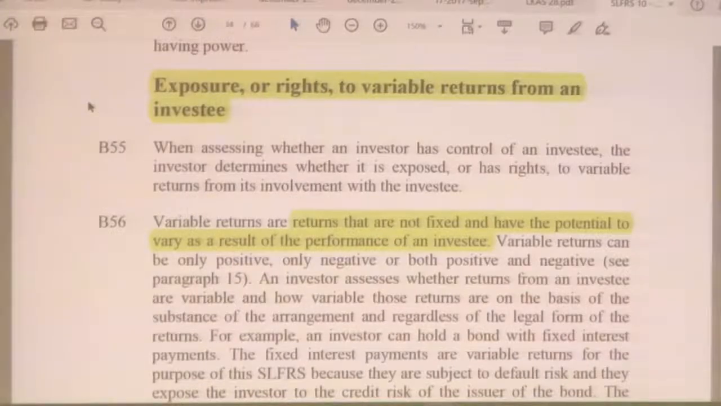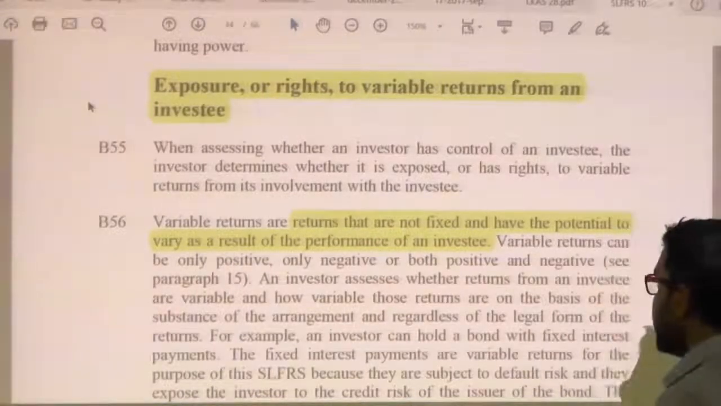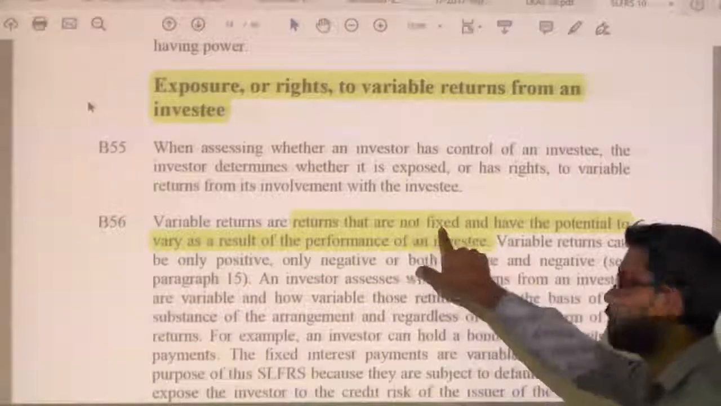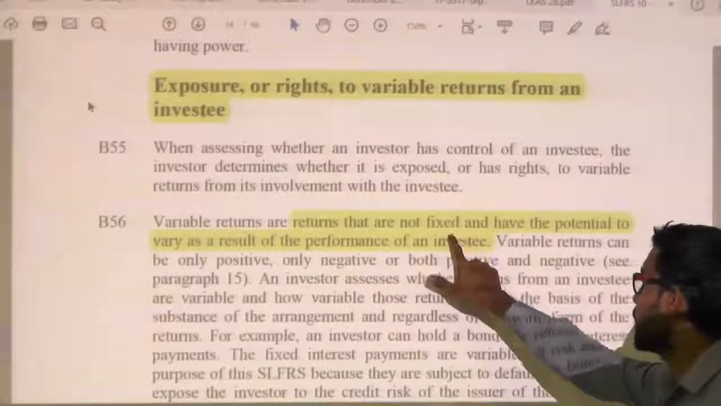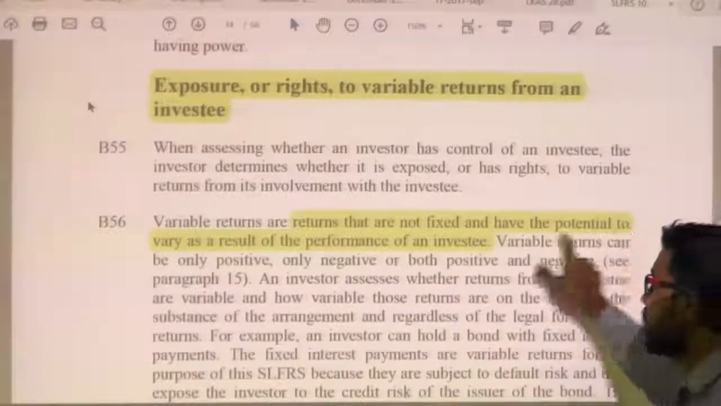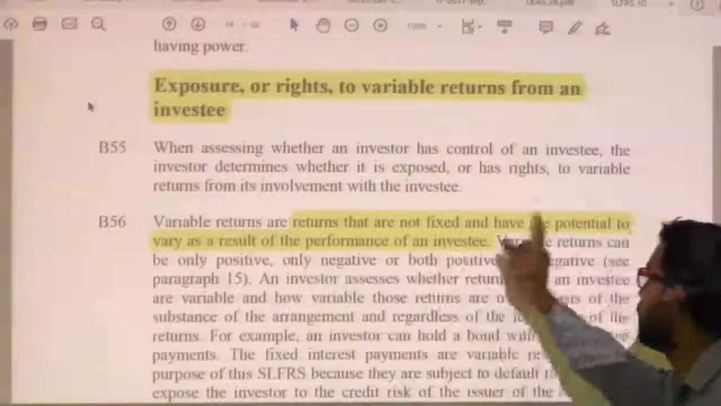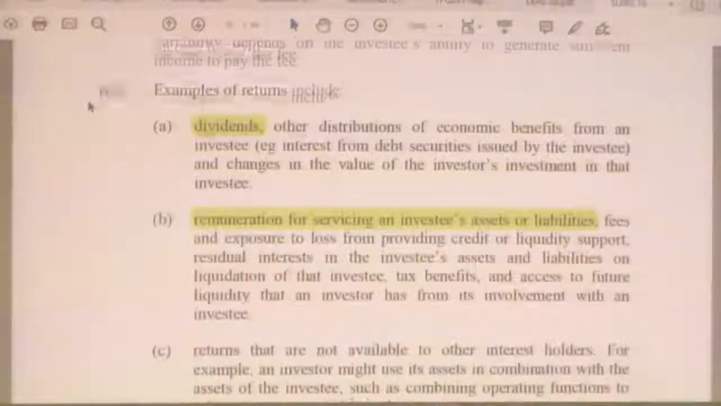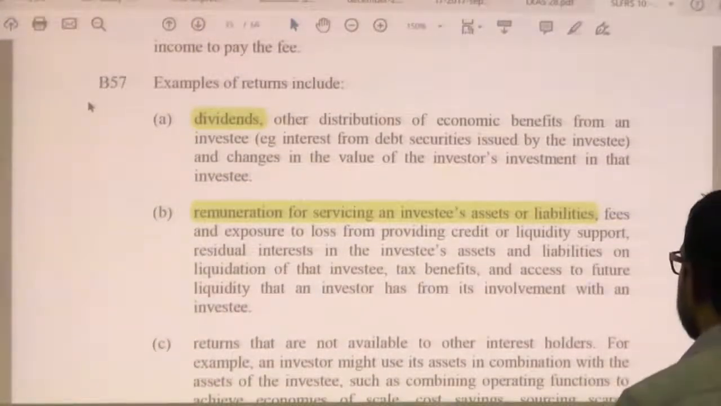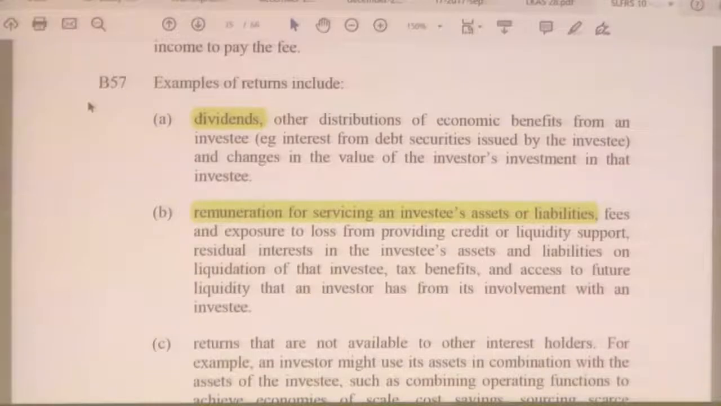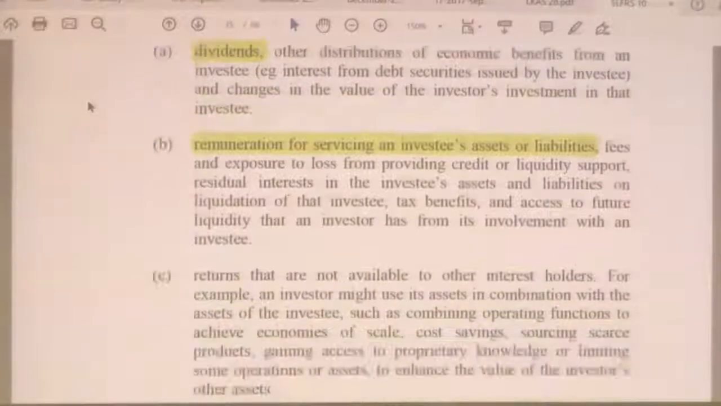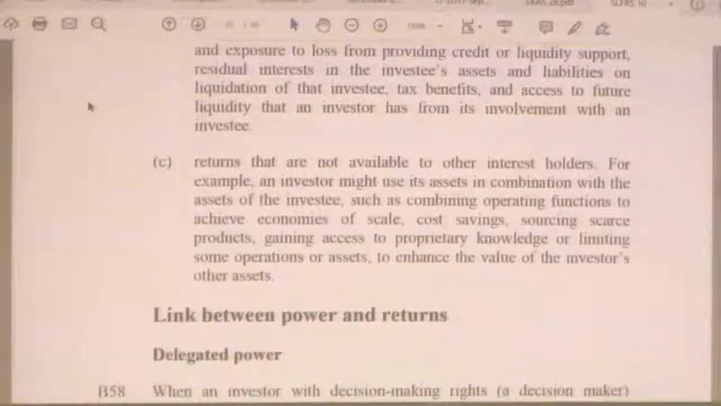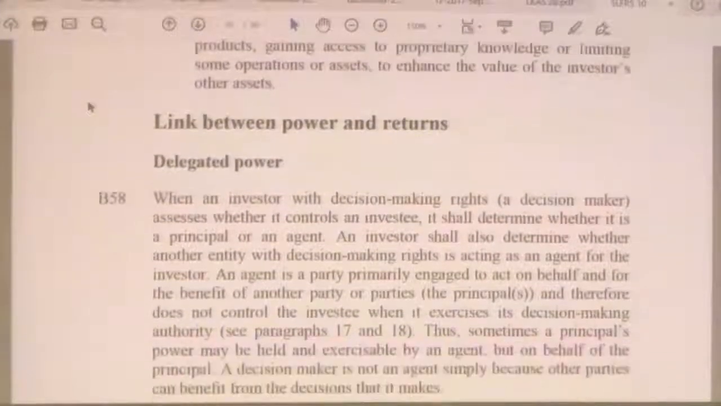B56. Variable returns are the returns that are not fixed, I told you, not fixed. Go and see in your summary. They have the potential to vary as a result of the performance of the investee, right? B56, I explain to you. And here you can see the examples: dividends, remuneration for service, exposure to the investee's assets and liabilities, returns that are not available to other investment holders. That's fine. B56 and B57 explain that properly.